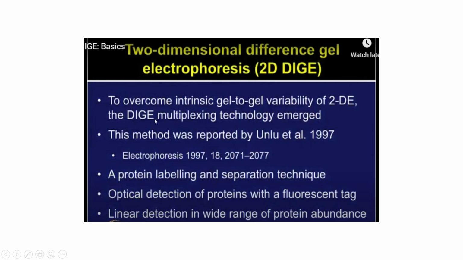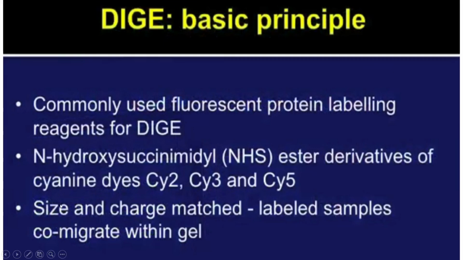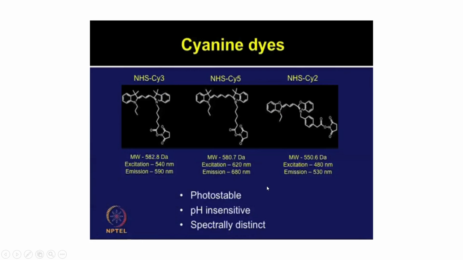To overcome intrinsic gel-to-gel variability, DIGE is used because it is a multiplexing technology, since 3 different dyes are used, which are Cy2, Cy3 and Cy5. Although they are of similar molecular weight, each dye has different excitation and emission, so they can be visualized differently. If you give a certain wavelength, then inside the gel, although these 3 samples are run together, only those stained by one dye, Cy2, will be visualized. If you change the excitation wavelength, only Cy3 will be seen. If you change it to 620, only Cy5 samples will be seen.